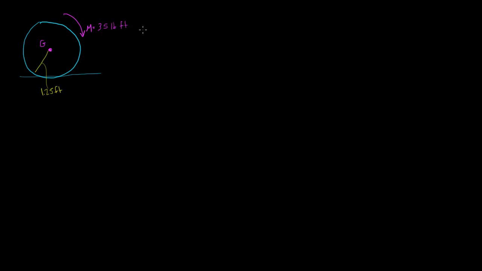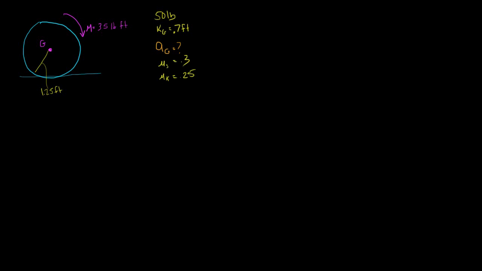Now we're going to also say it weighs 50 pounds and it has a radius of gyration of 0.7 feet. And we want to determine what its acceleration of the center of mass is, so it's A sub G. And we're given a few other things. We're told that the coefficient of static friction is 0.3. The coefficient of kinetic friction is 0.25.